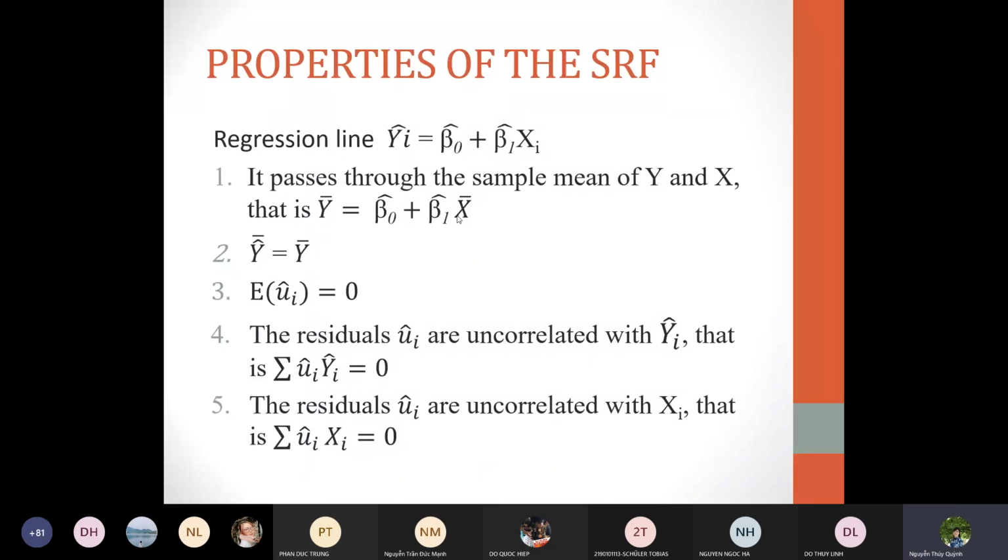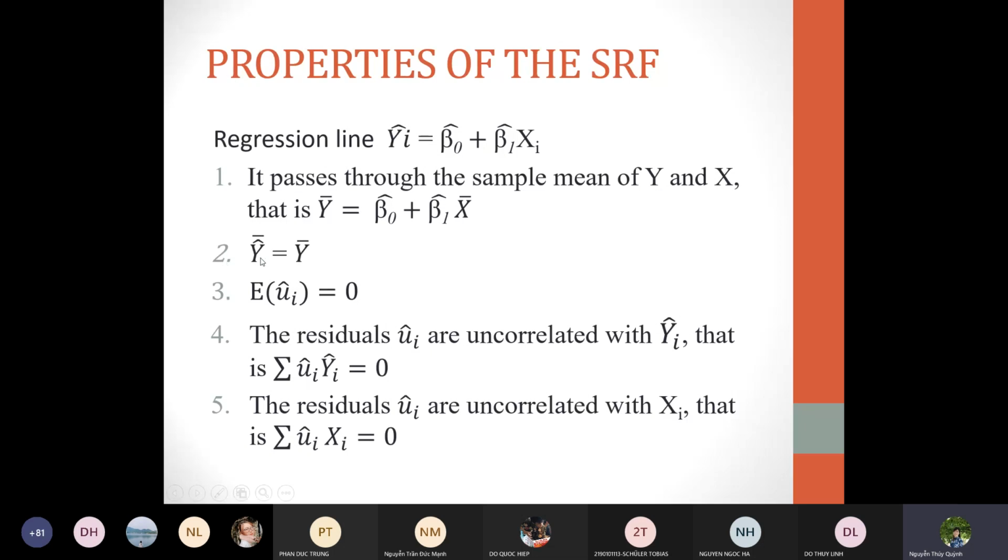That is because you can look at the way we calculate the value of beta 0 hat. We calculate beta 0 hat by subtracting beta 1 hat times the sample mean of x from the sample mean of y. That's why the sample regression line will always pass through the sample mean of x and y.